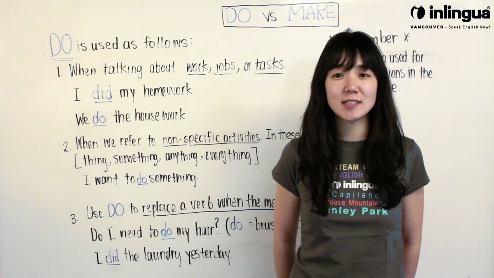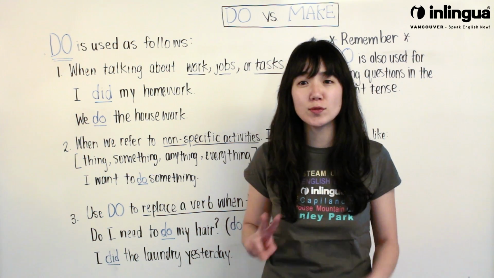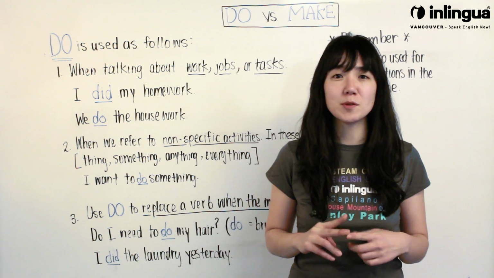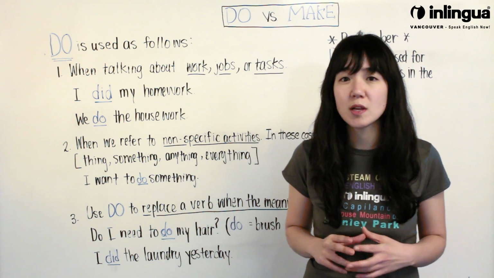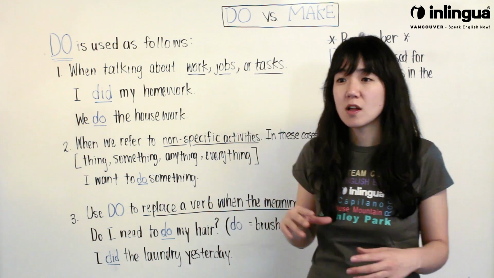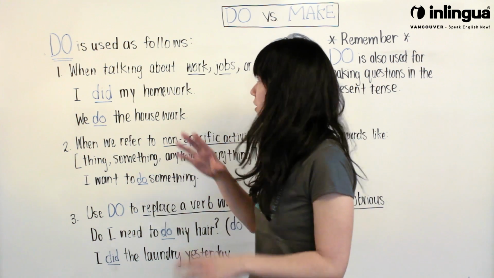My name is Linda. Today we are going to be looking at two verbs that confuse students sometimes, and when to use them and when not to use them. So the two verbs are do and make. The first part we're going to look at is do.